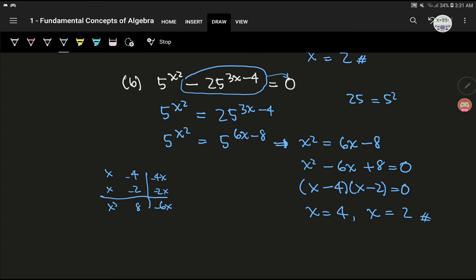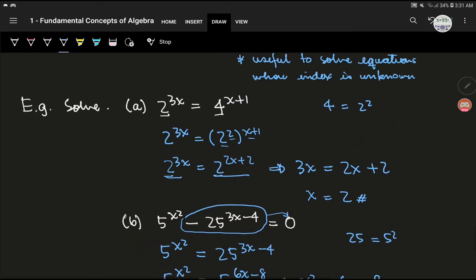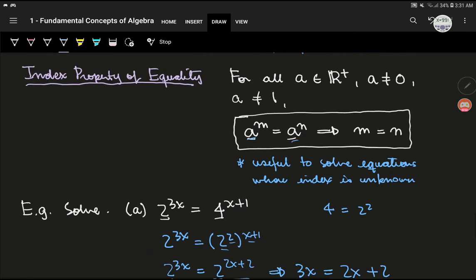So for this kind of equation where we have equals to 0, but the left hand side has two indices, the trick is you move one of the indices to the right. Because this side is 0, there's nothing in the right hand side. So we can move one of the indices from the left hand side to the right before we can solve it according to the index property of equality.